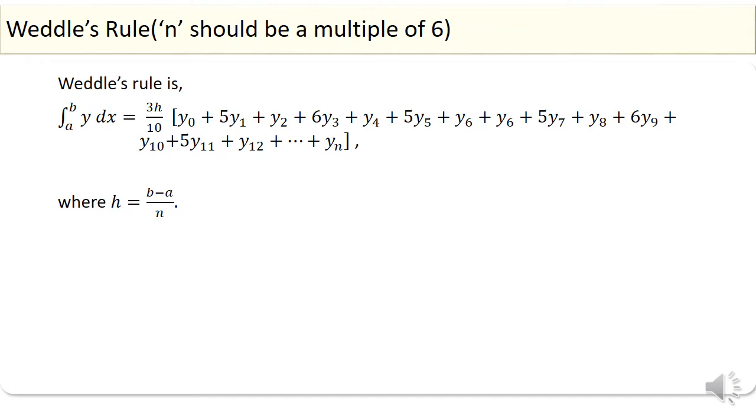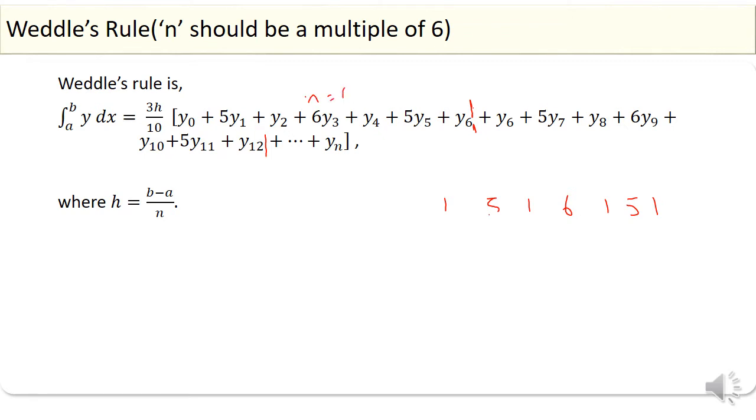Weddle's rule is integral a to b y dx equal to 3h by 10 into y0 plus 5y1 plus y2 plus 6y3. That means we can divide this as for n equal to 6 and n equal to 12 as well n equal to 18 etc. We can remember this formula by putting the numbers 1, 5, 1, 6. Again 1, 5, 1. For example, y0 plus 5y1 plus y2 plus 6y3. Again 1, 5, 1 for n equal to 6.